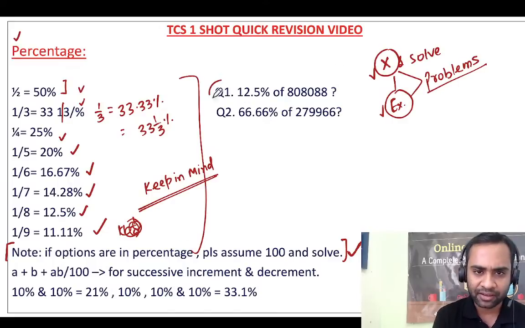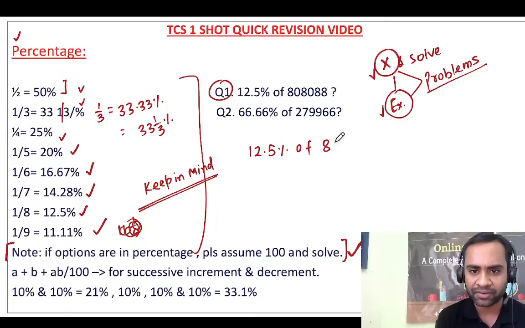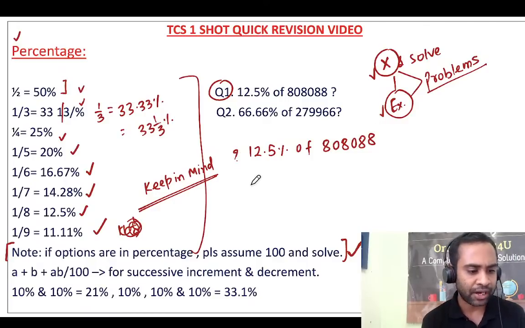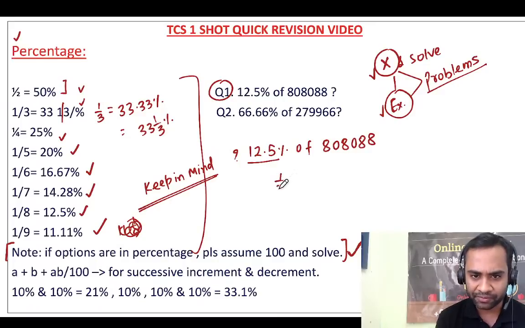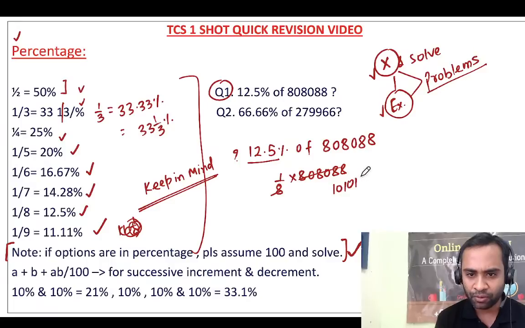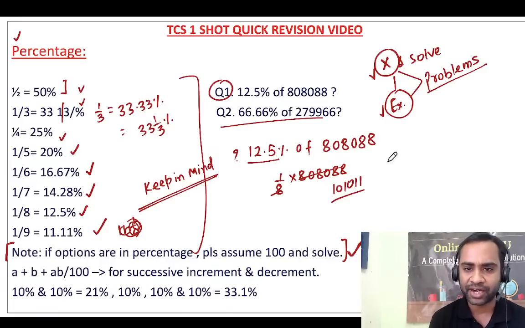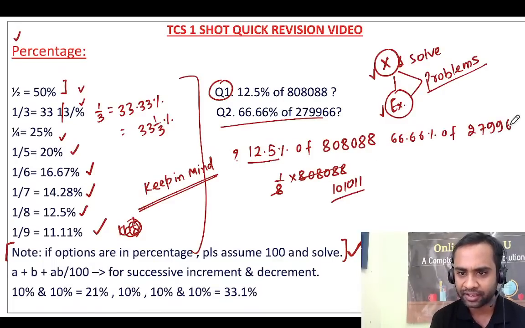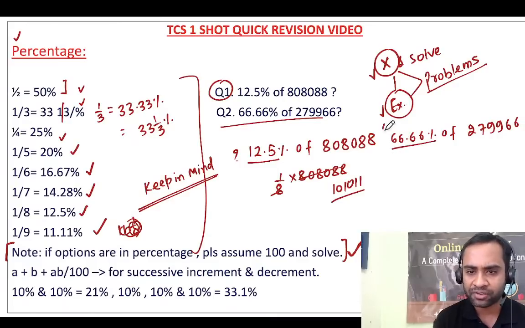Now if they ask what is 12.5 percentage of 8088, what you will say, sir? Already you said 12.5 percentage will be 1 by 8. So 1 by 8 into 8088, my answer will become 1011. Then, sir, you said 66.66 percentage of 279966. Sir, about this you did not say.